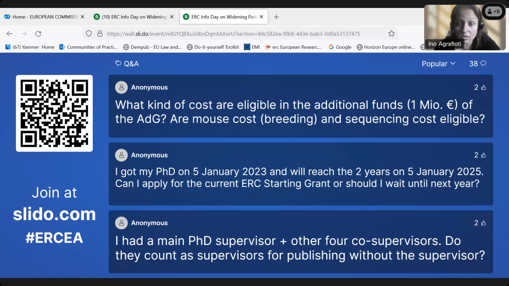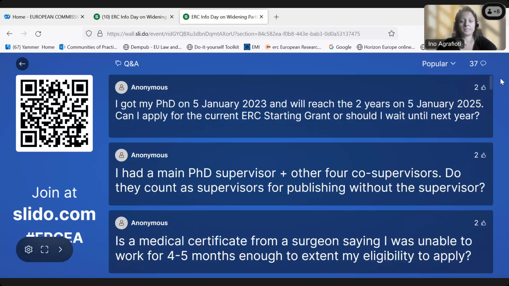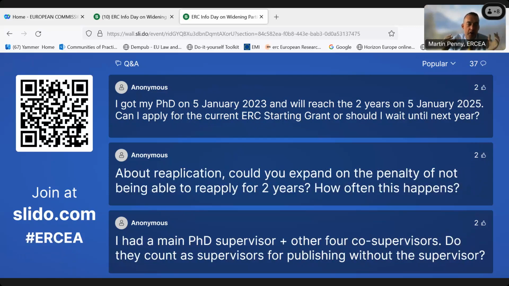Mouse costs and sequencing costs are normal costs that we see in the life sciences. And indeed, if they can be costed within the full grant amount, then you can include them there. If it's required that you have such a significant cost that you need the additional €1 million, yes, then they're eligible in that respect, as Ina says.